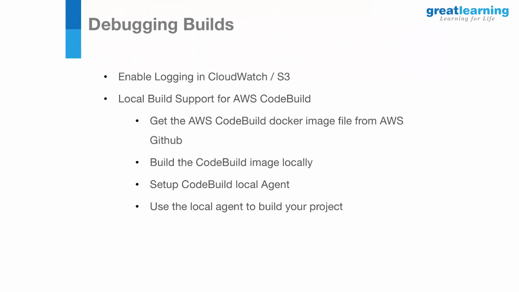So to avoid all these things, local build support for AWS CodeBuild was launched, I think in May 2018, which came as a blessing in disguise, definitely. So how do you do the local build? You can get the CodeBuild Docker image file from GitHub, build the CodeBuild image locally, set up the CodeBuild local agent and use the local agent to build your projects. These instructions are clearly defined in the documentation, and the blog is available. So you follow the instructions, you can do the build locally.